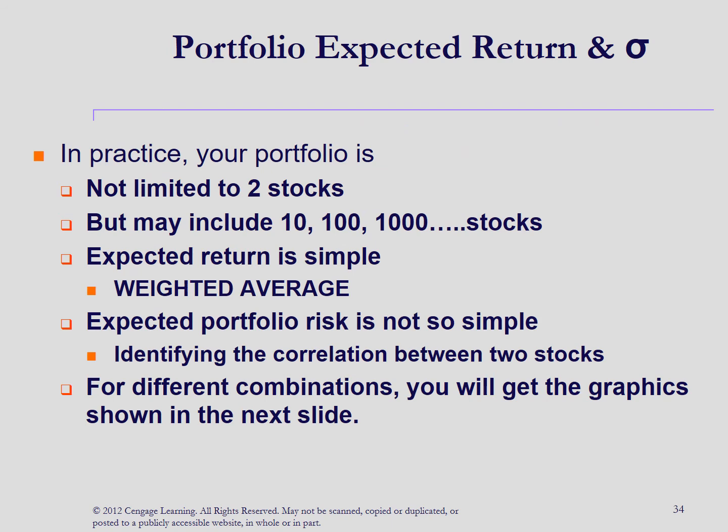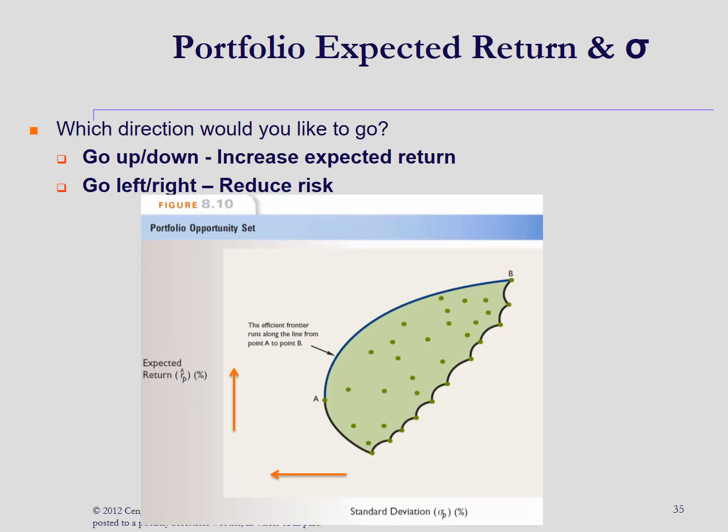In practice, your portfolio is not limited to two stocks, but may include 10, 100, 1000, and more stocks. For different combinations, you will get the graphics shown in the next slide. Each dot within the shaded area represents the risk and expected return for an individual risky security available for investment. By combining those available risky securities in different proportions, you will find that possible portfolios are represented by the whole shaded area, including the boundaries.